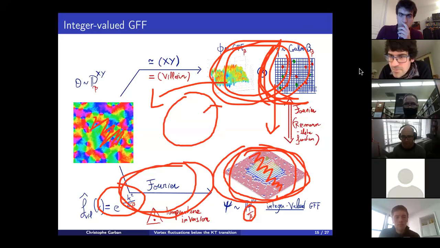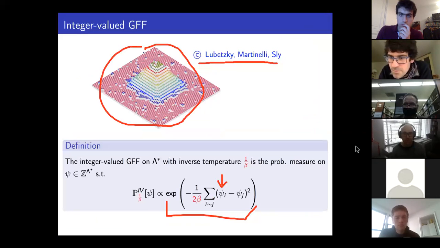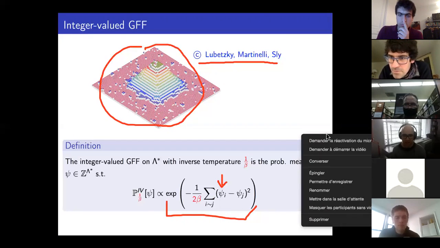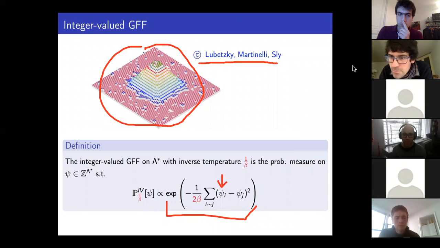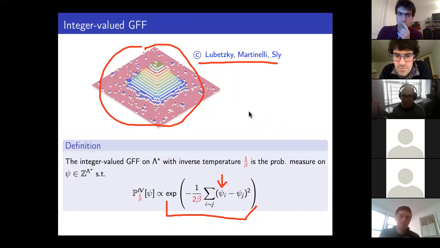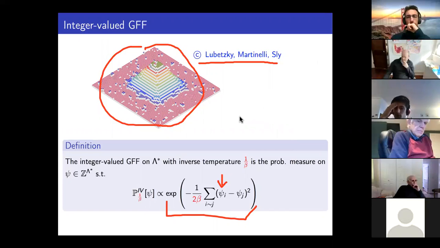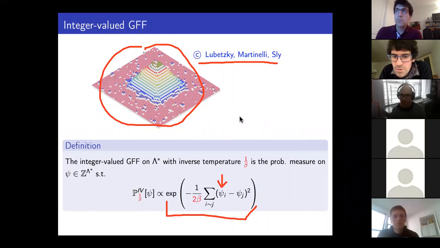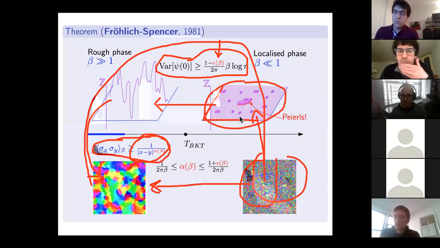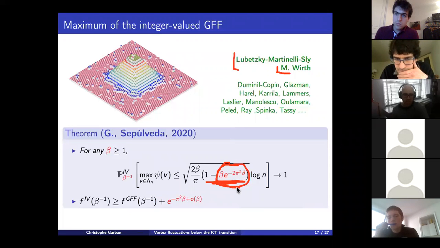Okay, the other question that I wanted to ask is, now sticking with the integer valued Gaussian free field, did you try getting a law of large numbers for the maximum? What do you mean? You mean a CLT? I'm not sure, but just to get the existence of a constant before the log. For the maximum, I see. You cited exactly this.